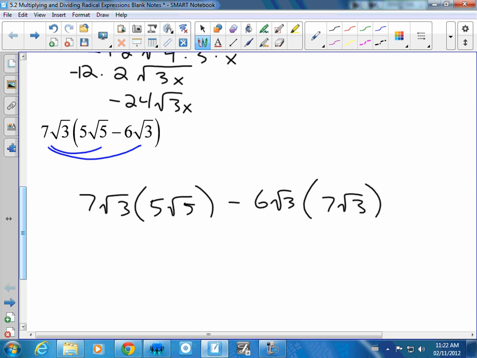Okay, so let's do this. 5 times 7. 5 times 7. 35 root of 3 times 5? 15. It's easy, that part, eh? Minus 6 times 7? 42 root of 9.